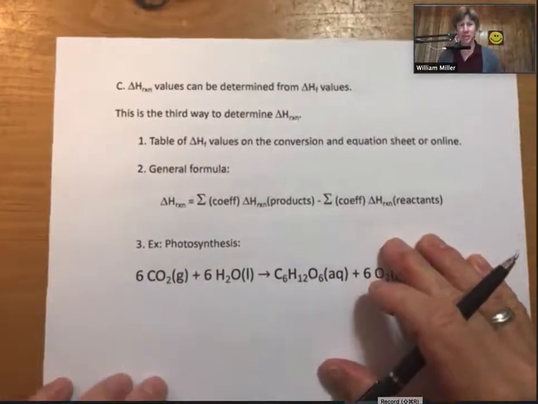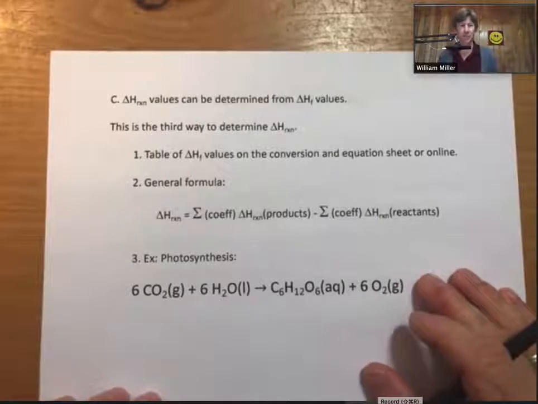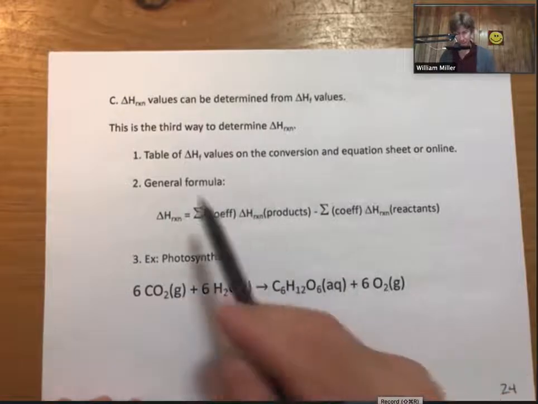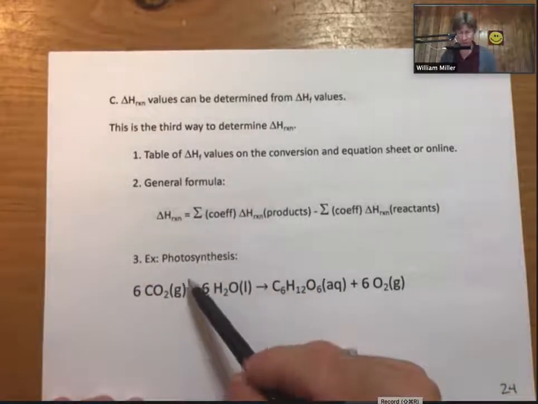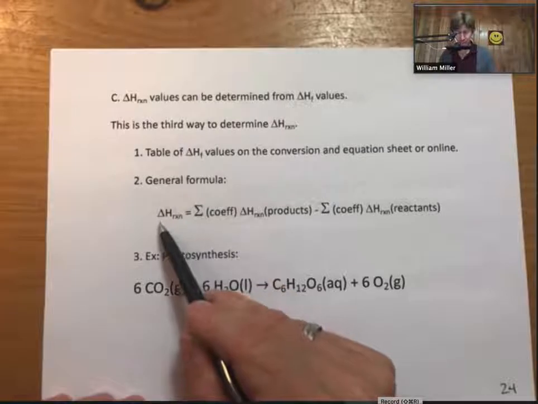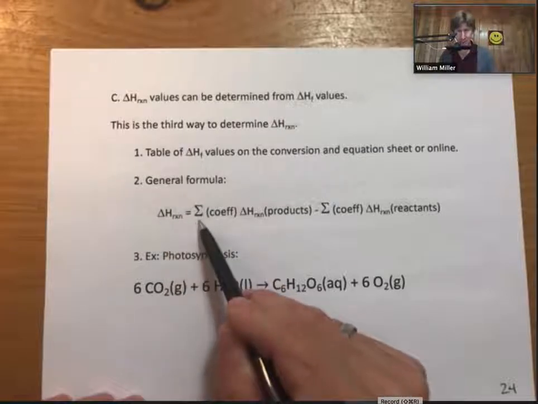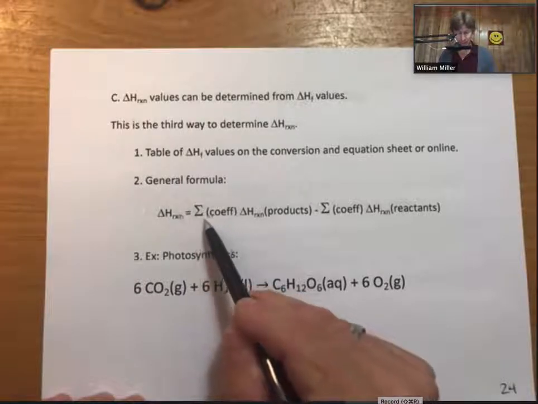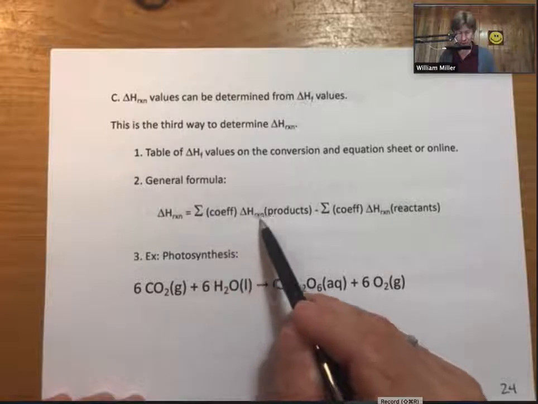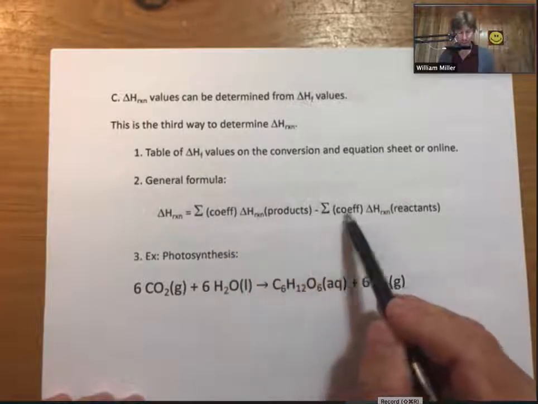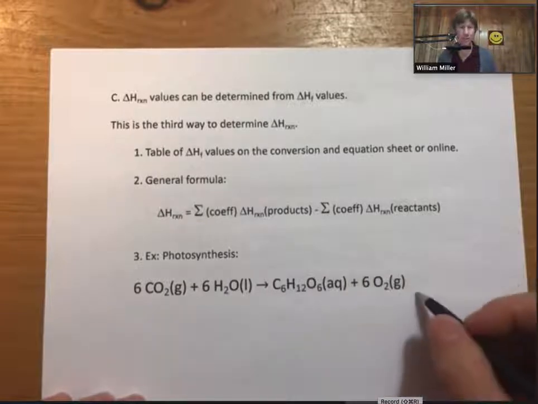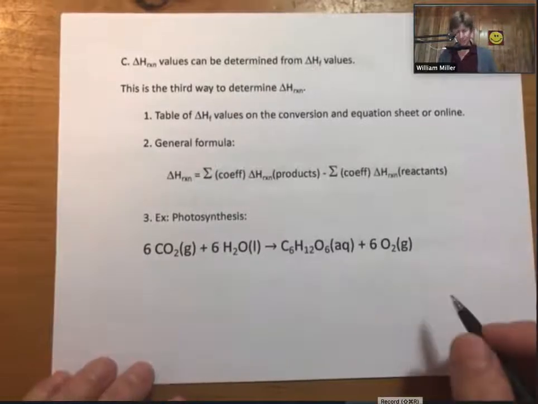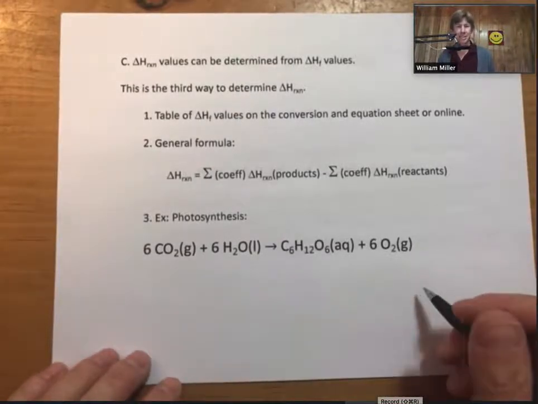So delta H reactions can be determined from delta HF formation values. This is the third way to determine delta H reaction. We have that table of values that I showed you, and the general formula is that delta H reaction equals the sum, this is the Greek uppercase letter sigma, which means sum, of coefficients times the delta HF of the products, minus the sum of the coefficients times the delta HF of the reactants. That's the general formula. Let me show you the applications of it for photosynthesis.